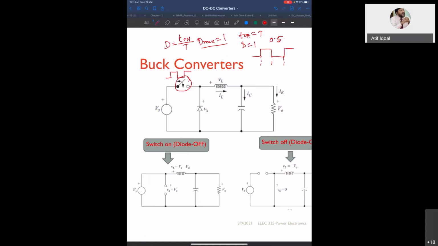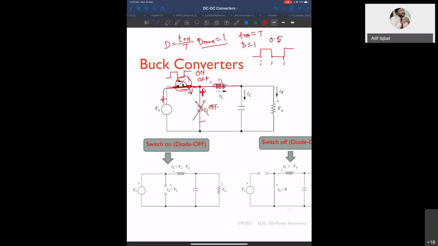Now, you see, this is a switch, so it has two modes, either on or off. Now, what happens when it is on and what happens when it is off? So you see, when the switch is on, this plus goes here, and this plus goes here. So this will be off. This will be off. This will be off. And the current will flow like this.